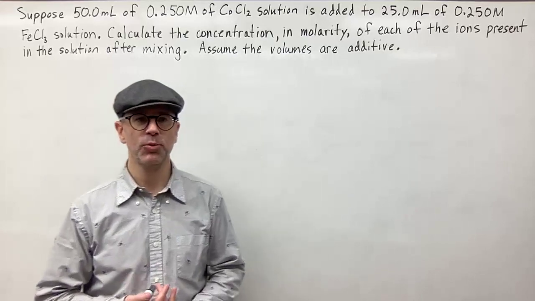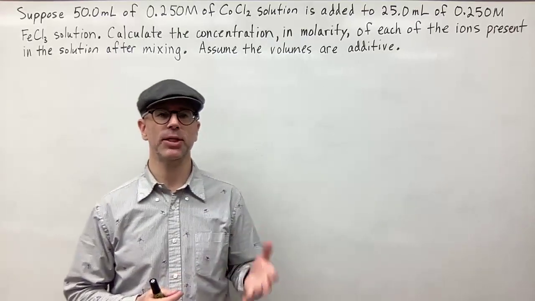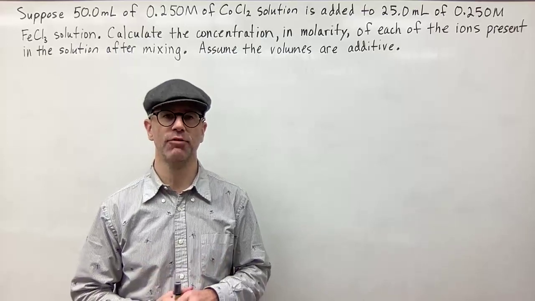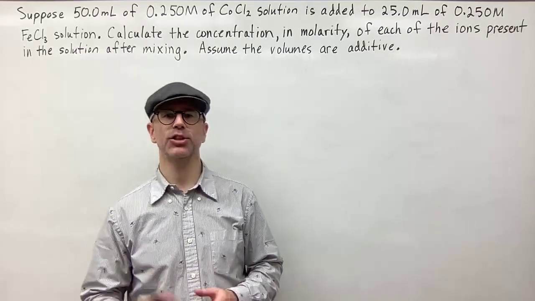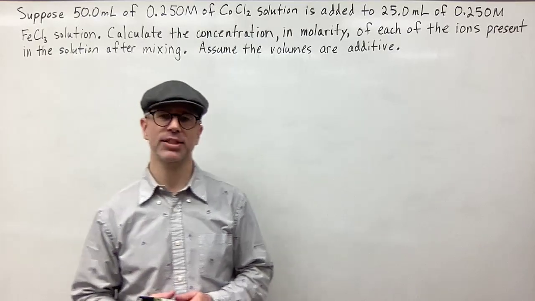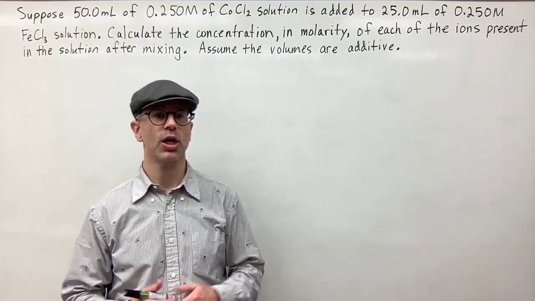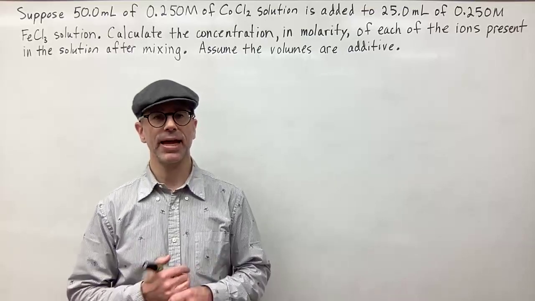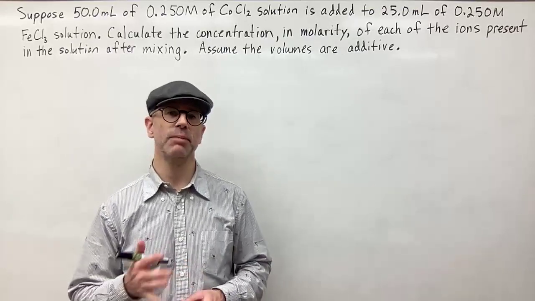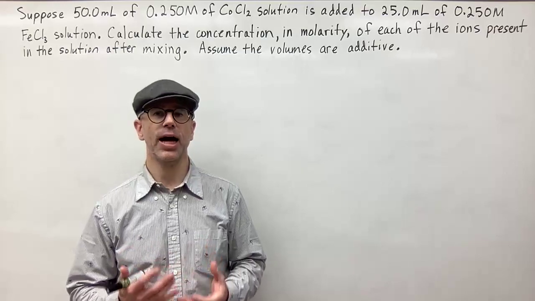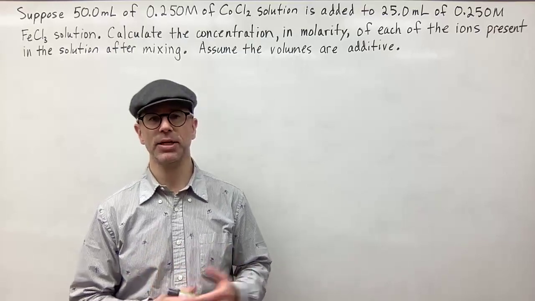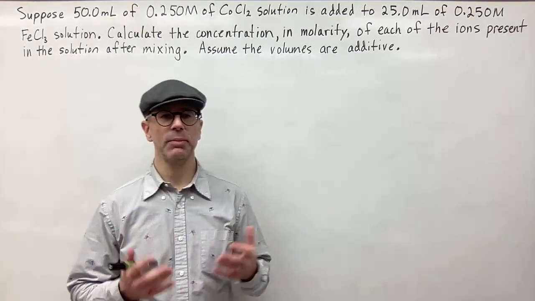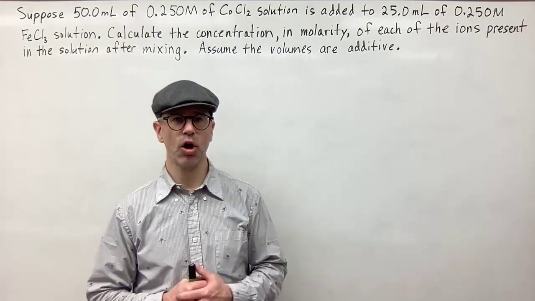So in this problem, we're asked to suppose that 50 milliliters of a 0.250 molar solution of cobalt-2 chloride is added to 25 milliliters of a 0.250 molar solution of iron 3 chloride. And then they ask us to calculate the concentration in molarity of each of the ions present in the solution after mixing. Assume that the volumes are additive. So what does that mean in the last part? Assume that the volumes are additive.